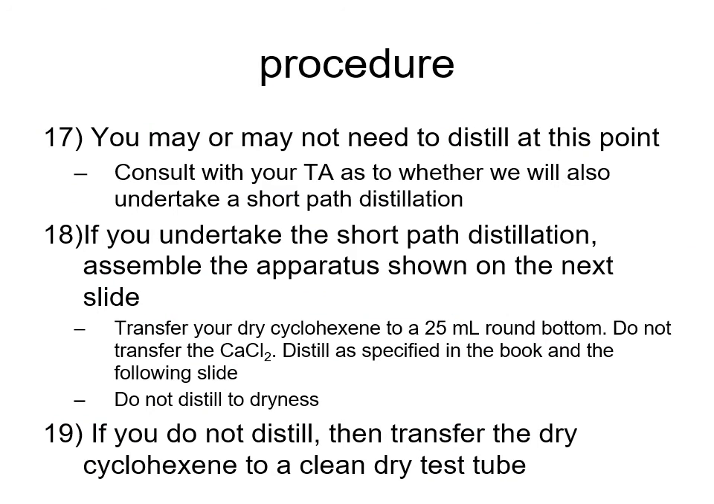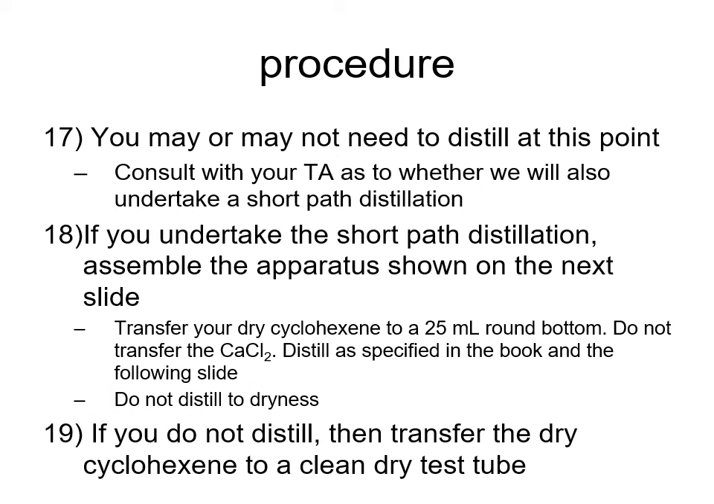So this next step is optional. You may or may not need to do this, distilling the sample, right? So you would do a short path distillation to do this. If you undertake the short path distillation, assemble the apparatus shown on the next slide. Transfer your dry cyclohexane to a 25 milliliter round bottom flask. Do not transfer the calcium chloride. We don't want that, right? Distill as specified in the book and the following slide. Do not distill to dryness, right?